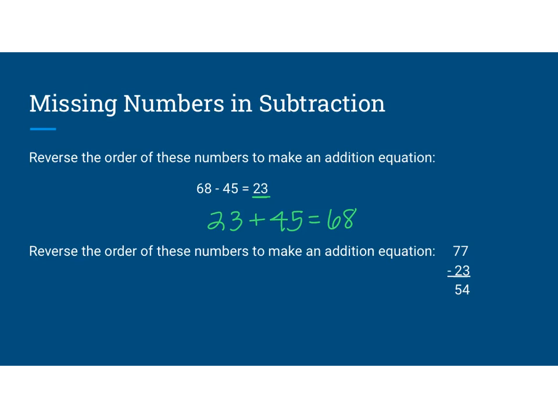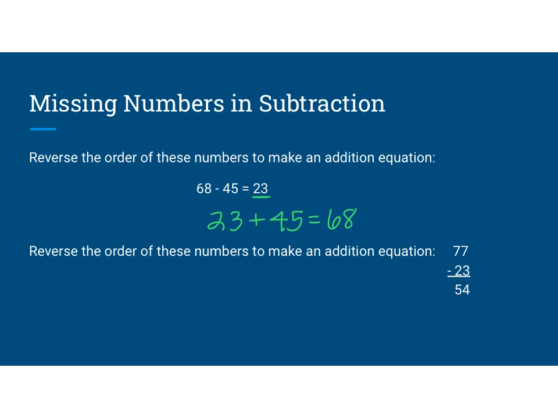Okay, for the next one, I have a problem written vertically this time. I want to reverse the order of these numbers to make an addition equation. So I have 77 minus 23 equals 54. On your whiteboards, go ahead and write an equation that is an addition equation in the same format as the one given. You're writing a vertical equation. You may pause the video here.